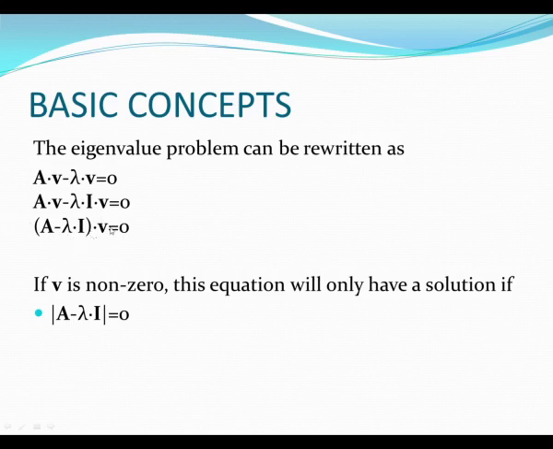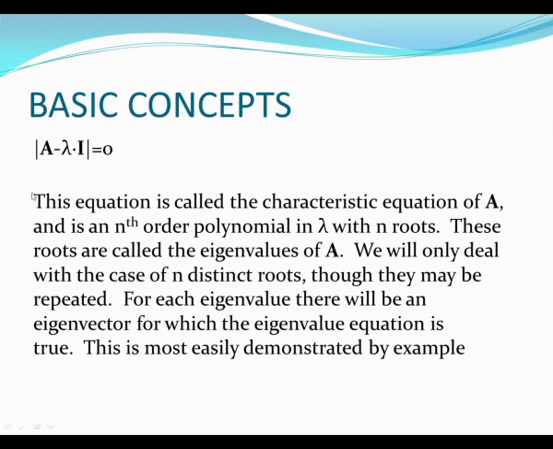Then, if we consider the eigenvector to be non-zero, we have a solution: the determinant of matrix A minus the product of the eigenvalue and the identity matrix is equal to 0. So we can use this equation in dealing with eigenvalue and eigenvector problems. We call this the characteristic equation, where obviously lambda is the eigenvalue, A is the matrix, and I is the identity matrix.